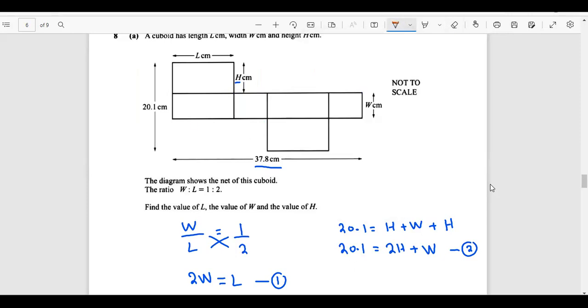We have L. We need to find this. We need to find this. We need to find this. But you guys know it, these three question marks would either be L, H, or W. So using that, you can think about it.